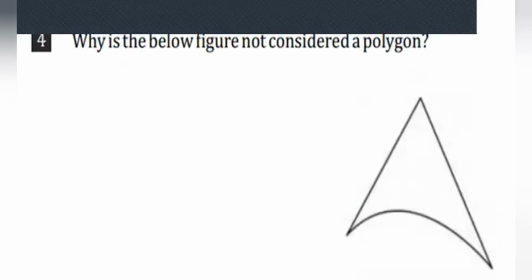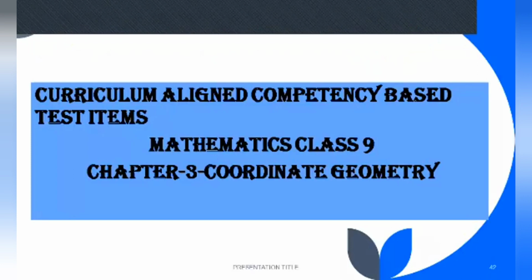Why is the below figure not considered a polygon? So now whatever the child has learned can be applied in the form of application of those concepts. The child has learned that a polygon is made up of line segments, and here one of the sides is not a straight line. So this figure is not a polygon. This will be very interesting for the children.